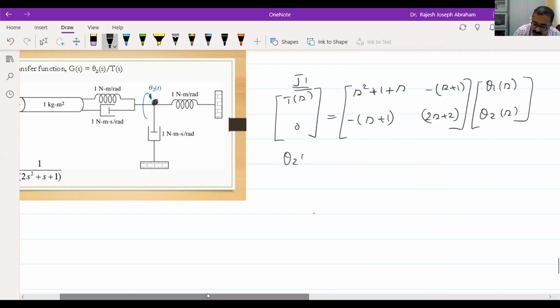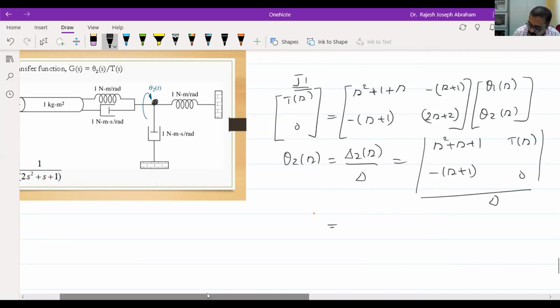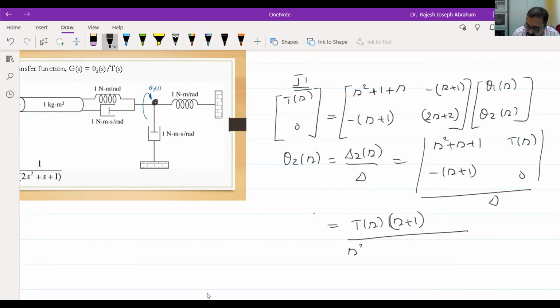So what is theta 2 of s? Theta 2 of s will be delta 2 of s divided by delta. What is delta 2? The second column replaced with the force equation, that means the torque equation. T of s, 0, divided by delta. So you will get T of s into s plus 1 divided by what will be delta? This into this minus this into this. So s square plus s plus 1 into 2s plus 2 minus s plus 1 whole square.